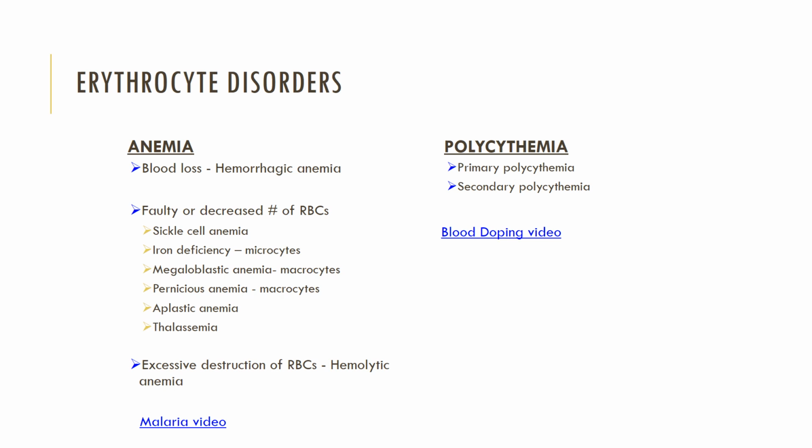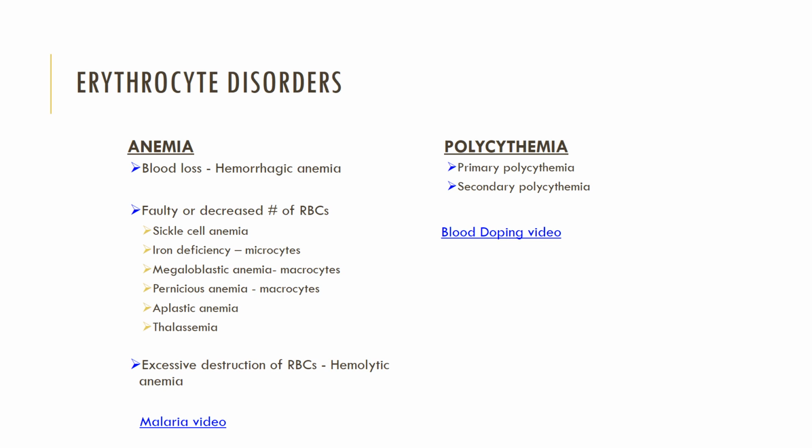Hemoglobin can also be abnormal. Thalassemia is a genetically inherited abnormal hemoglobin synthesis, typically seen in people of Mediterranean ancestry. Sickle cell anemia is a genetically inherited abnormal hemoglobin synthesis, which typically occurs in people of African ancestry.